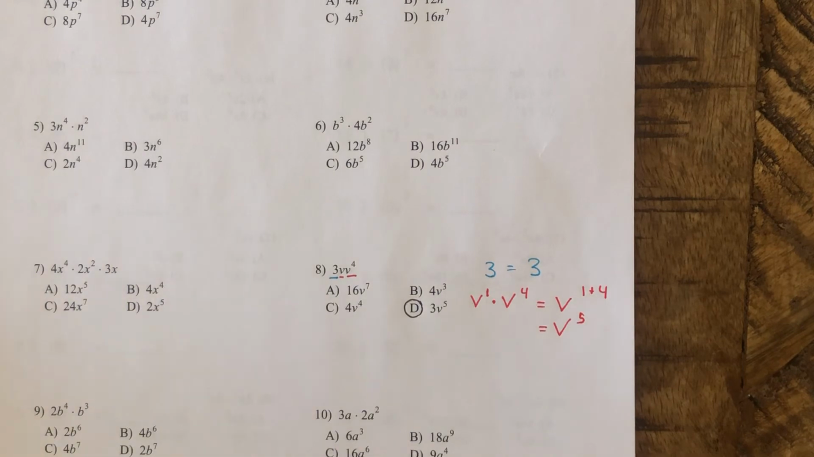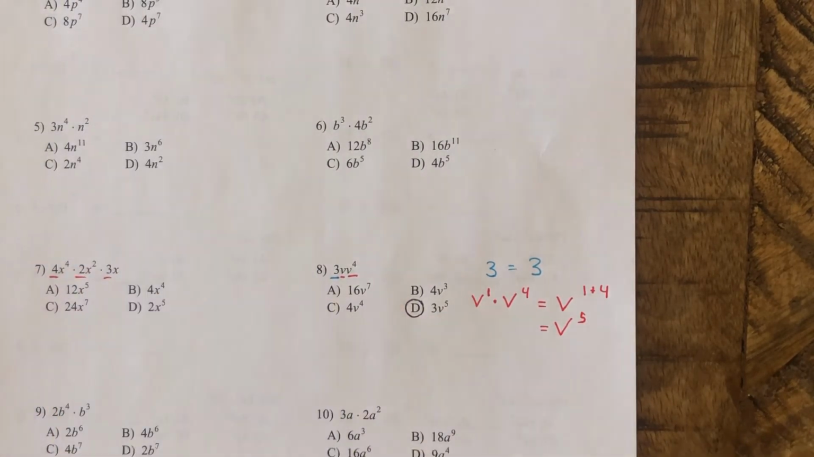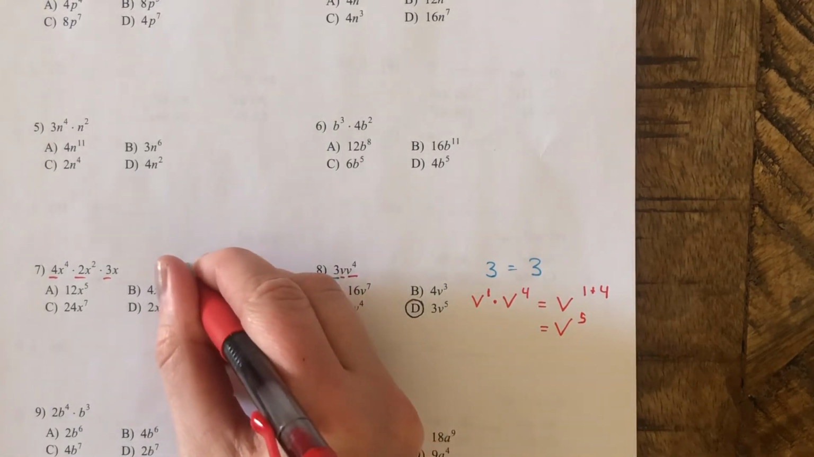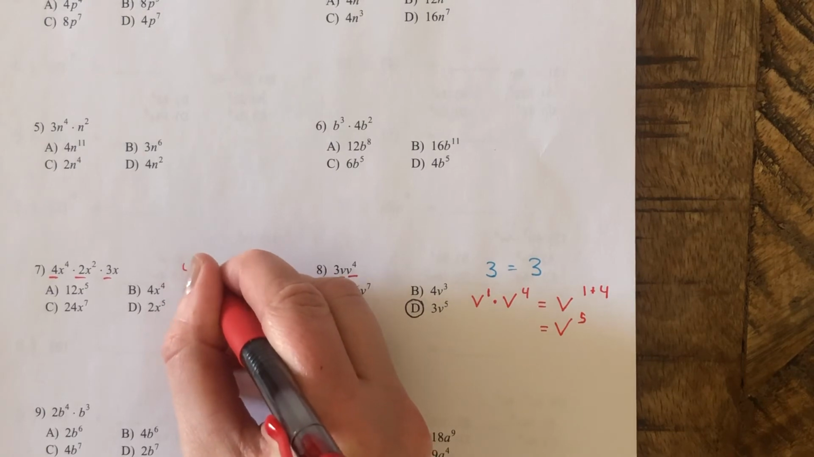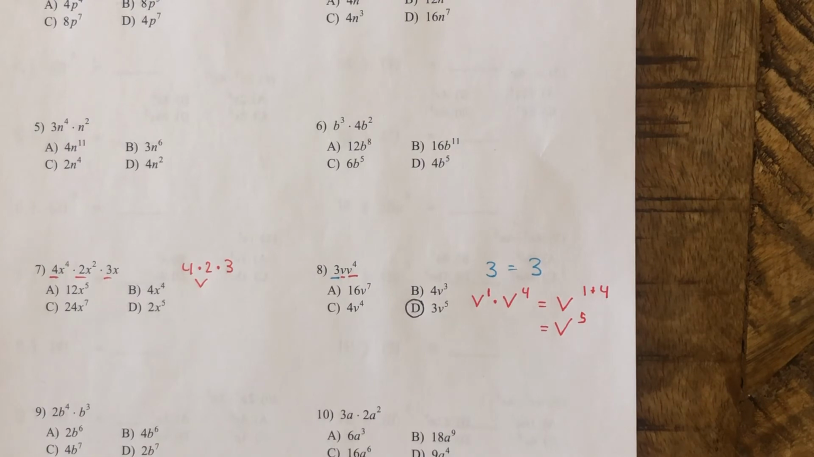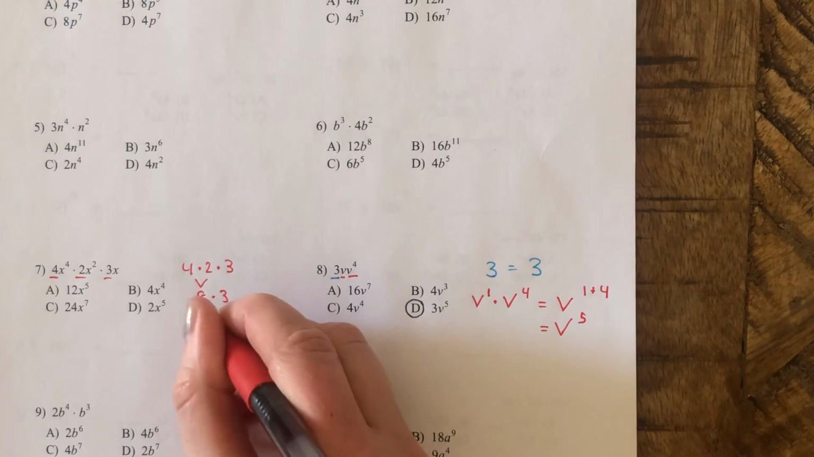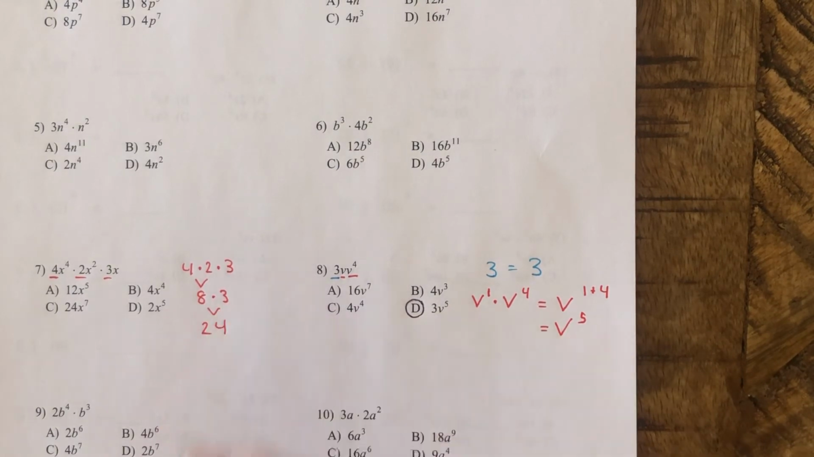Another good example to look at might be right over here at number 7. Number 7 has 3 terms, but we can still go about solving it the same way. We have our numbers 4, 2, and 3. If I multiply 4 times 2 times 3, 4 times 2 gives us 8. And 8 times 3 gives us 24.